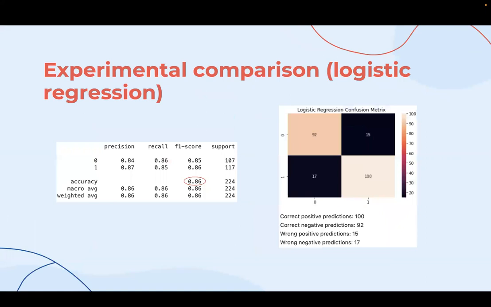As for my experimental comparison, I use logistic regression, as it is commonly used for determining relationships between several factors and disease outcomes in healthcare. As shown in the image on the left, the accuracy score was 0.86. The confusion matrix on the left resulted in 100 correct positive predictions, 92 correct negative predictions, 15 wrong positive predictions, and 17 wrong negative predictions.